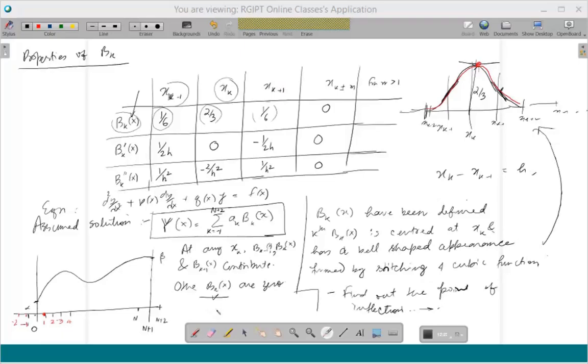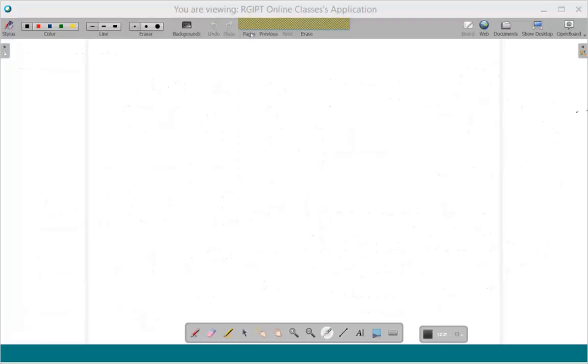Only these will be non-zero. So I am going to assume this particular form, and then all we're going to do is substitute the assumed solution in the differential equation. That's it. Let's see what happens.